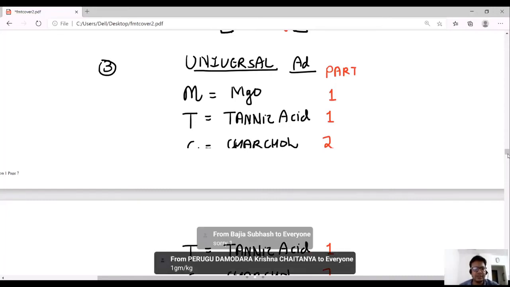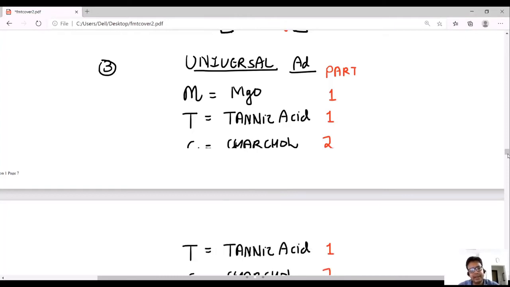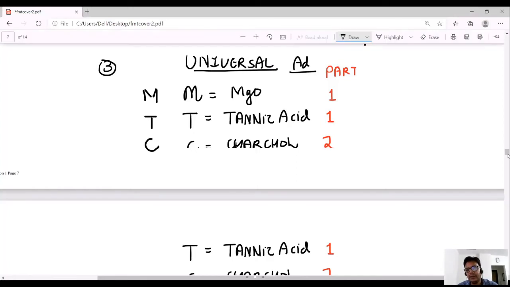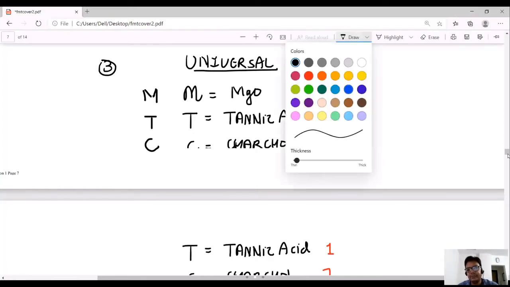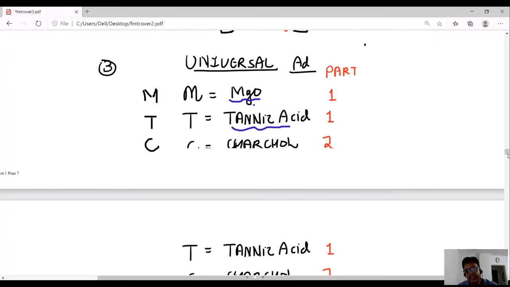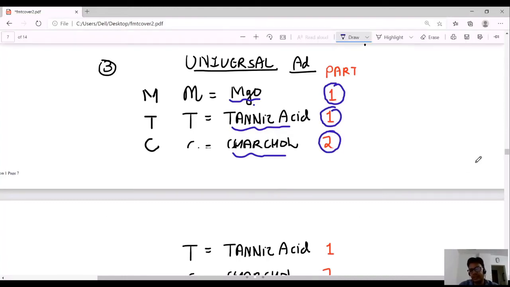Now, sir, this question comes: what is the universal antidote? Sir, the universal antidote has 3 parts, M, T, C. M for magnesium oxide, T for tannic acid, C for charcoal. Magnesium oxide 1 part, tannic acid 1 part, charcoal 2 parts. This is known as the universal antidote.